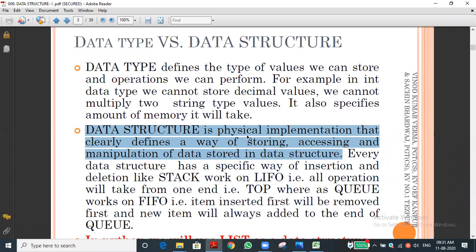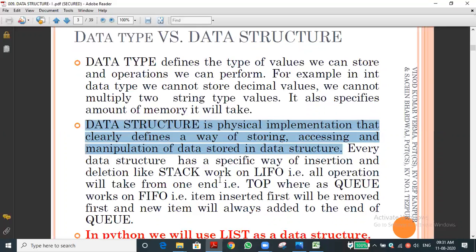Physical implementation of a clearly defined way of storing, that is the first point. Way of accessing, that is the second point. And manipulation of data, that is changing or operating over the data. How the data is stored in the computer and how it is manipulated is called data structure. Next, LIFO, FIFO, that is the stack and queue concept, which I will explain one by one.